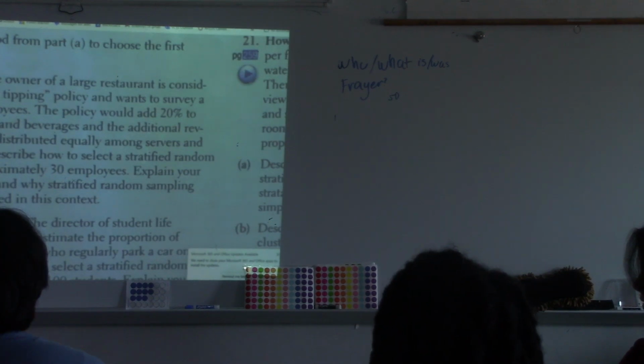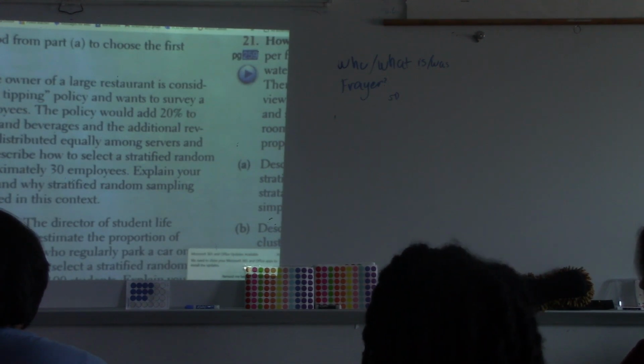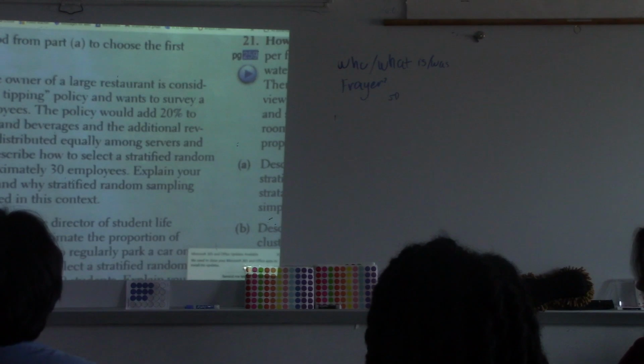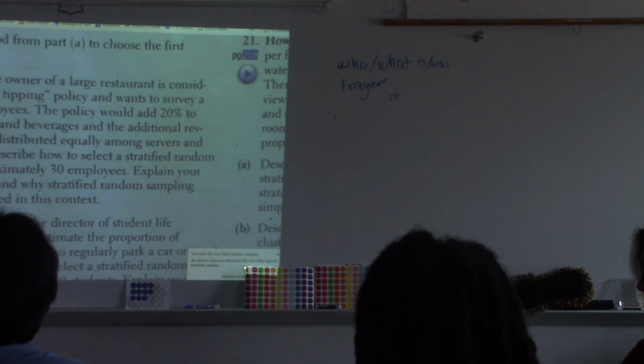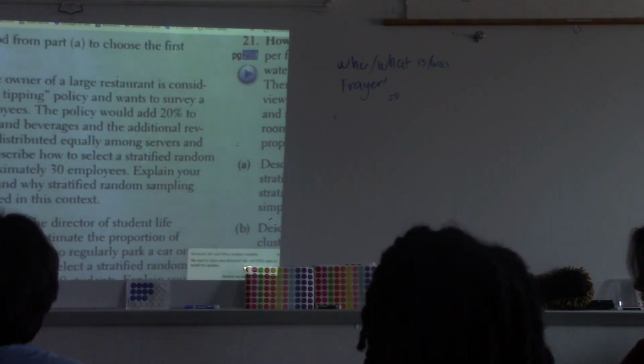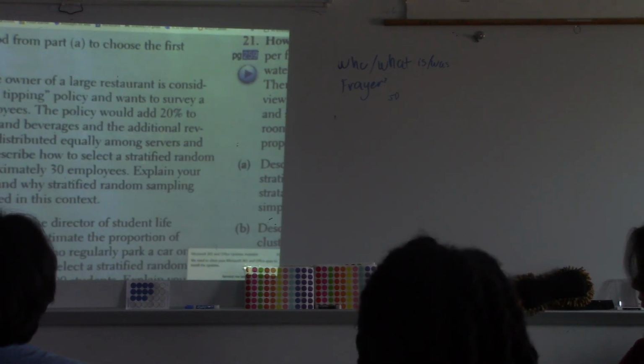But how are you going to randomly select? Random number generator. So we got to be clear. Remember, when we talk about this and we explain how we're doing it, we've got to label, we've got to randomly generate, and we've got to select, right? So you got to include that language. So yeah, I would split it into servers and kitchen staff.